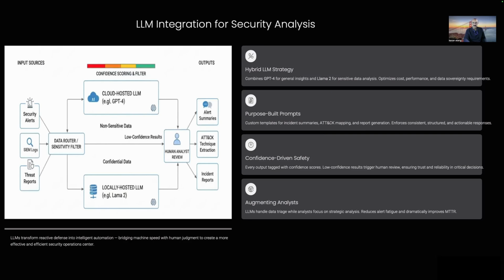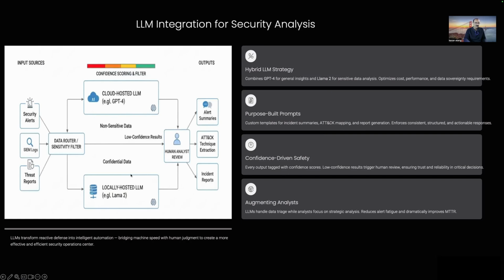We're going to have confidence-driven safety. Essentially, that means that every output is tagged with confidence scores. So, low confidence results trigger human review. If you look at the diagram, when you have low confidence results, that would trigger human review. Essentially, it means that there's a human-in-the-loop component, which is part of this particular architecture. That ensures trust and reliability, especially when it comes to critical decisions, right?